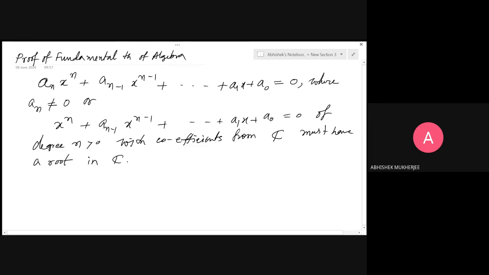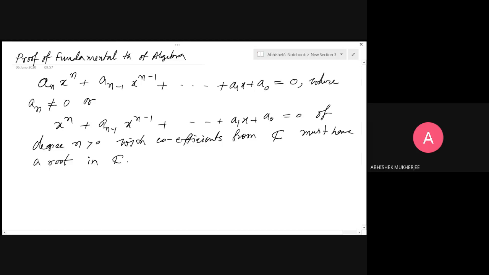And if you can prove this, then you can easily show that this equation has n many roots by the theory of polynomial rings, division algorithms, etc.